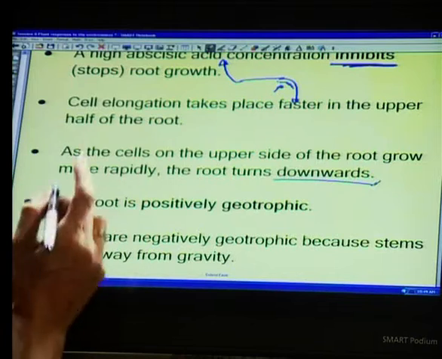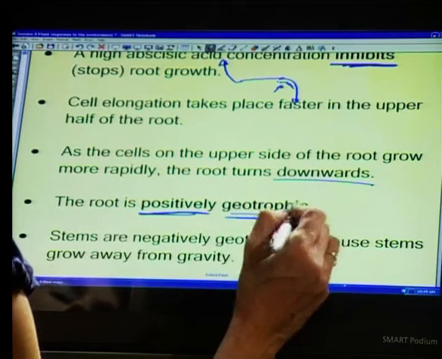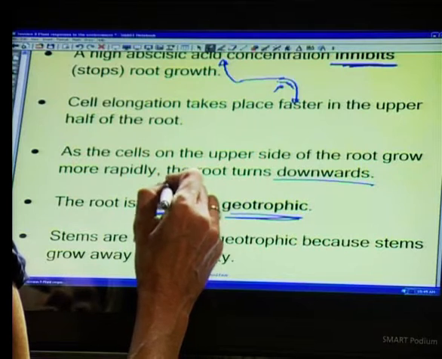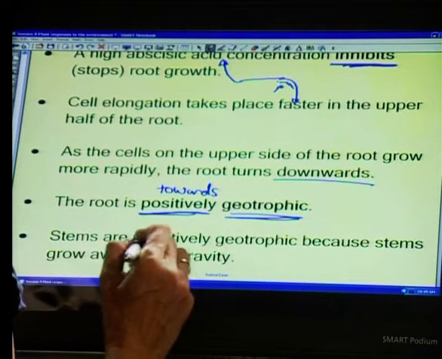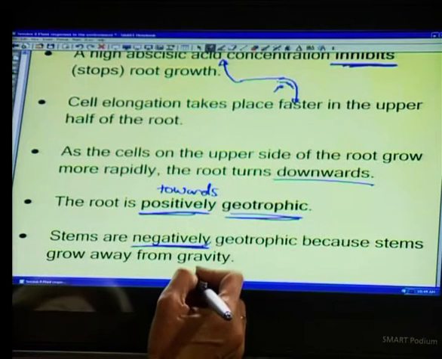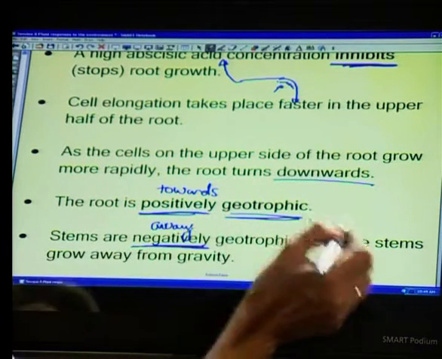So in other words, people, please, roots are positively geotropic. In other words, they grow towards gravity. And stems are negatively geotropic. Why? Because they grow away from gravity.